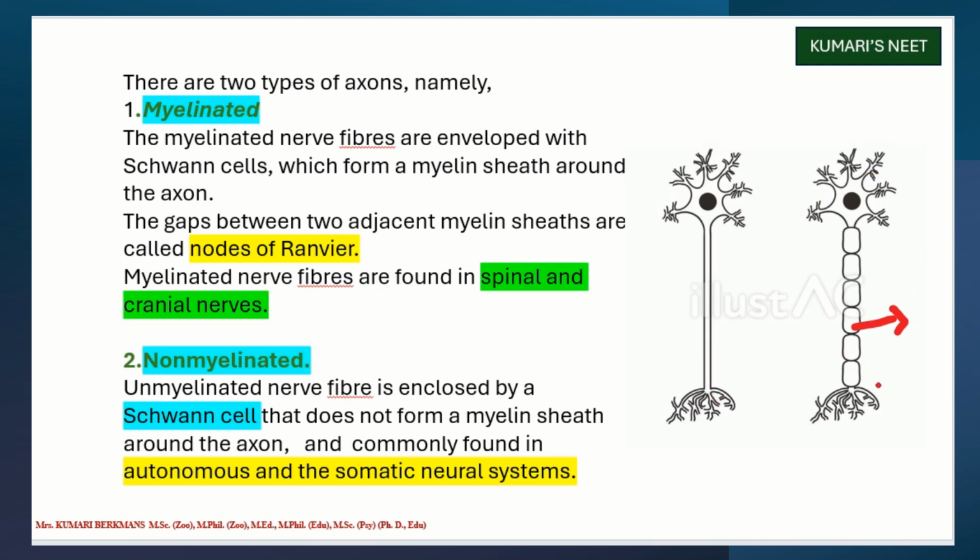Where is this type of nerve cell present? It is present in the spinal and cranial nerves, okay. Cranial in the sense skull, that is the head region. So this type of neuron is present in the spinal cord and brain. And non-myelinated, where can we find them? It is found in the autonomous and somatic nervous system, okay.